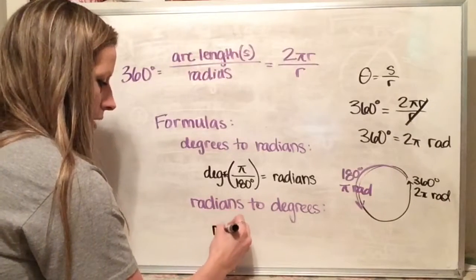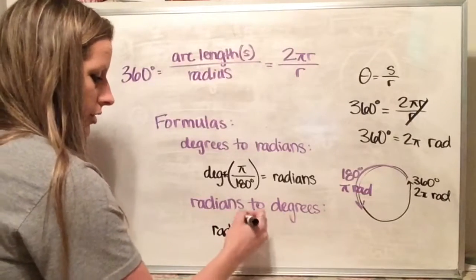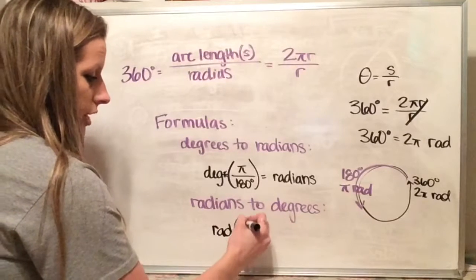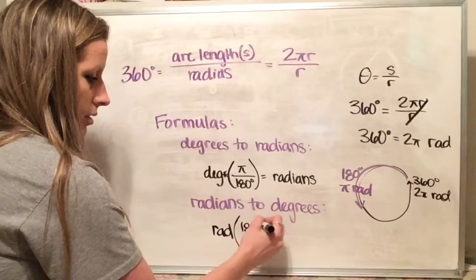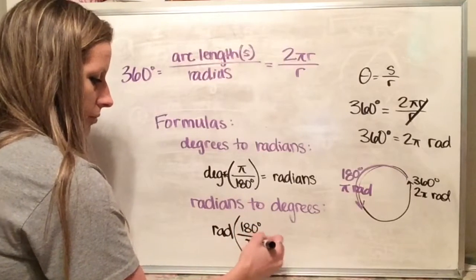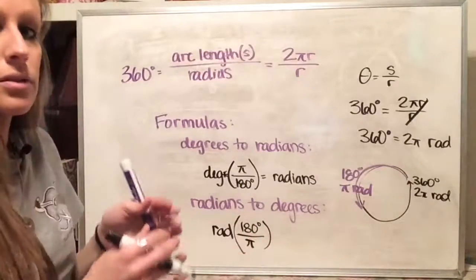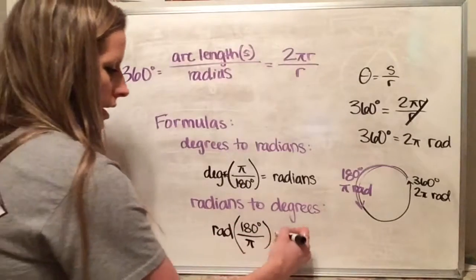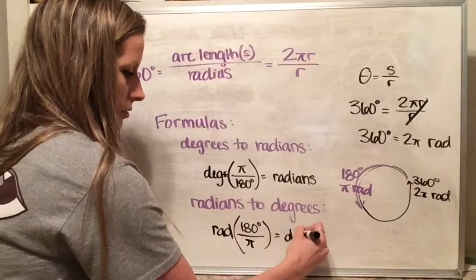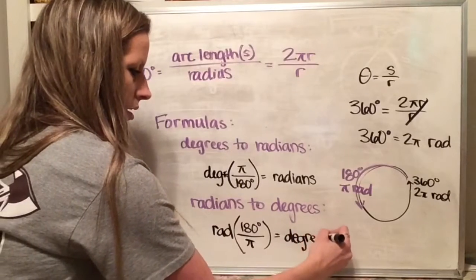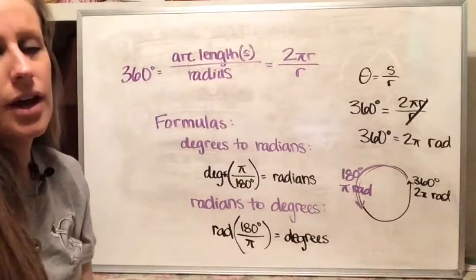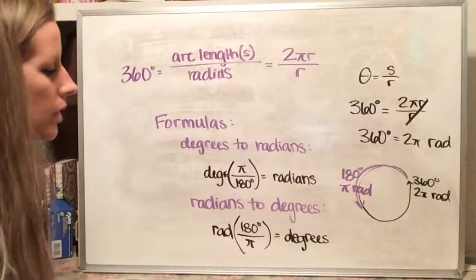If I start out with radians and I want to go to degrees, I'm going to have degrees on top and radians on bottom. That way those radians will cancel and I'm left with degrees. And I don't know if that helps you remember it or not. That's just the way I kind of think of it.